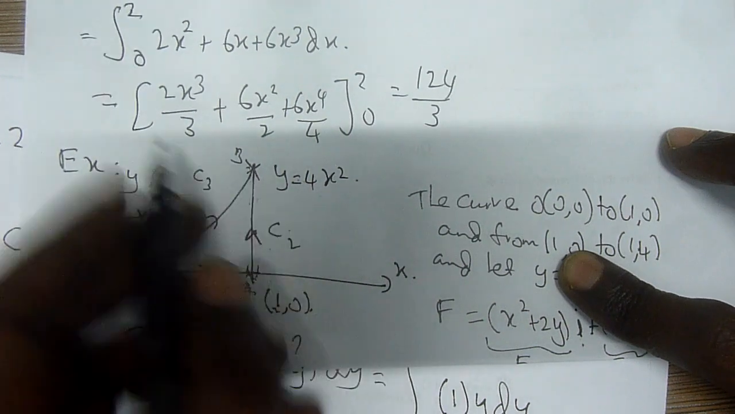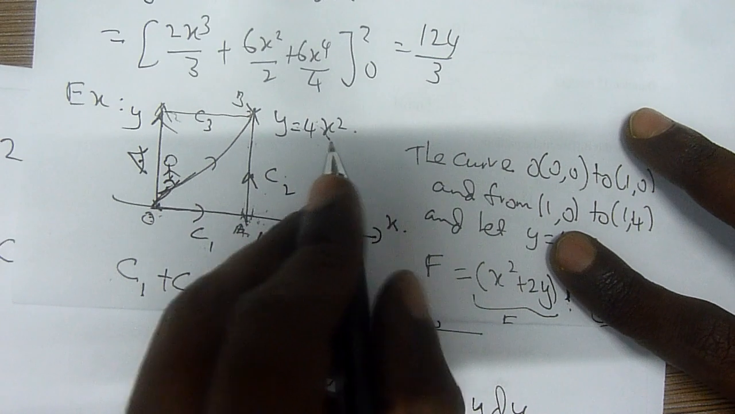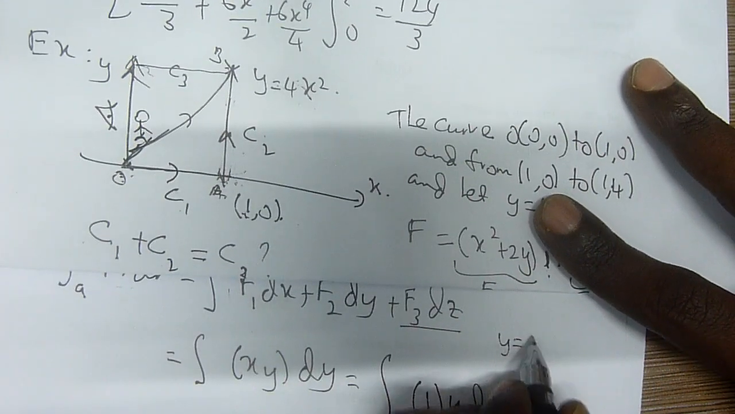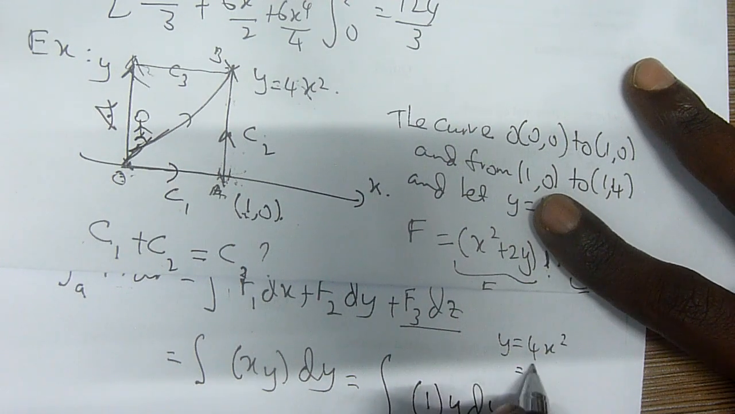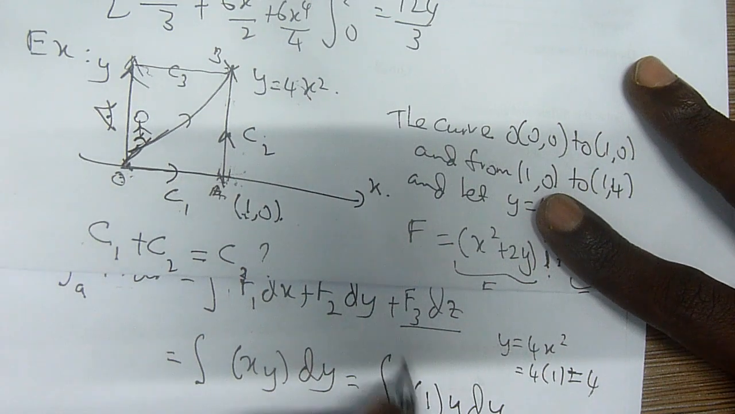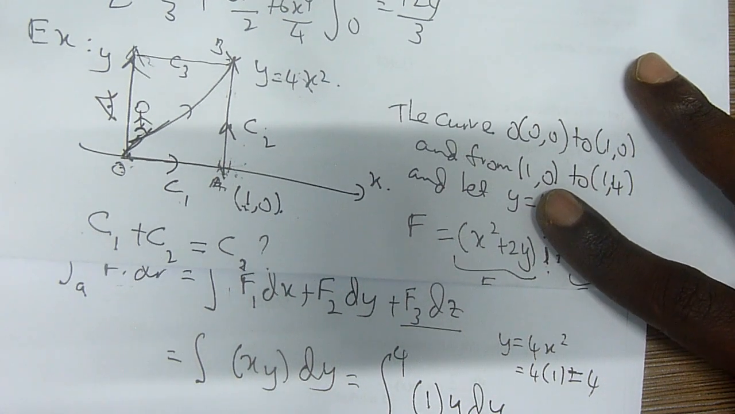How do I know it's 4 here? You substitute and see. When you substitute f x here, you see y equals 4x squared. If x is 1, you get y equals 4, right? That means it's 4 to the 0. Therefore when you solve this, you get C2 equals 8. Okay, C2 equals 8.